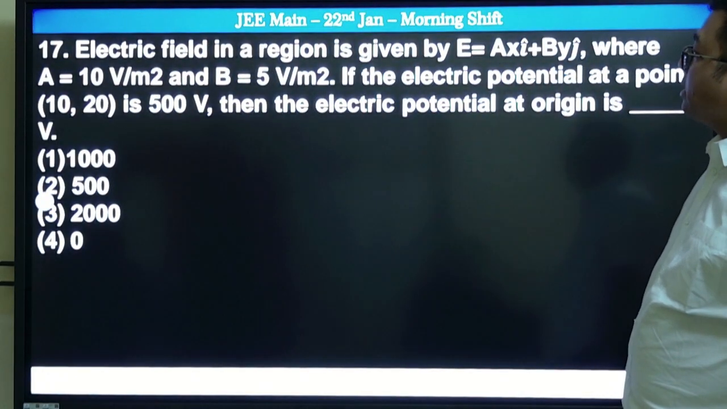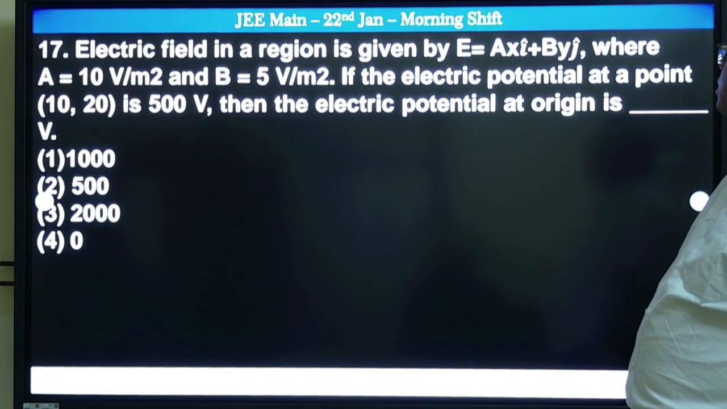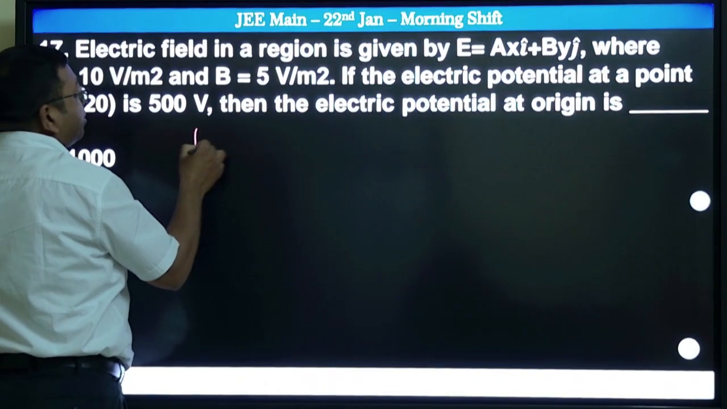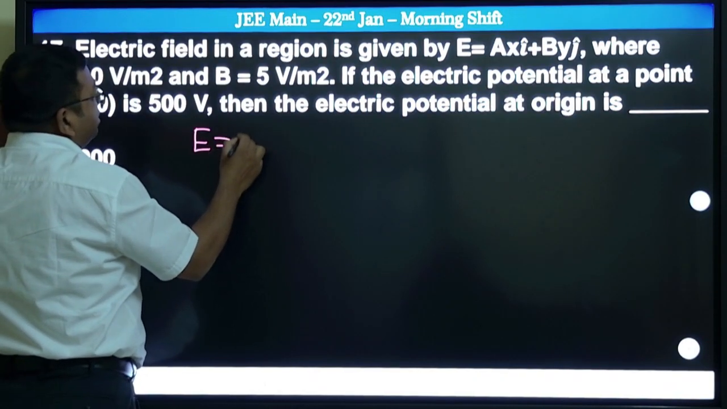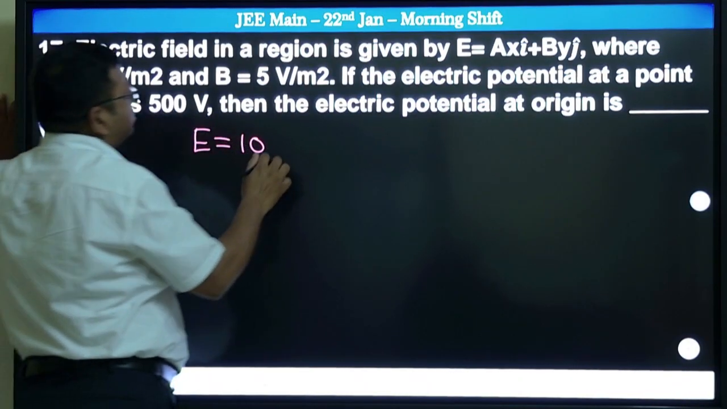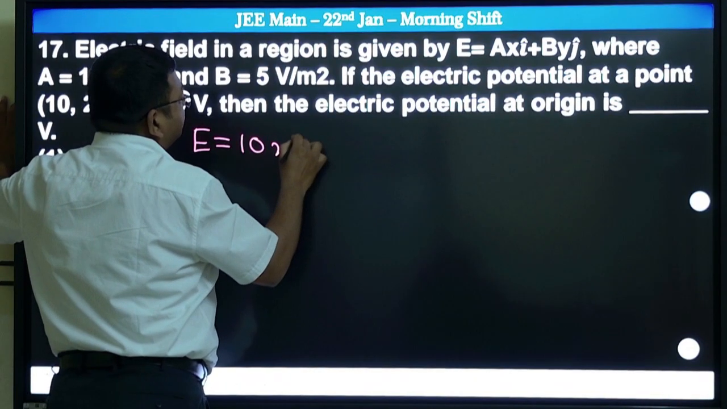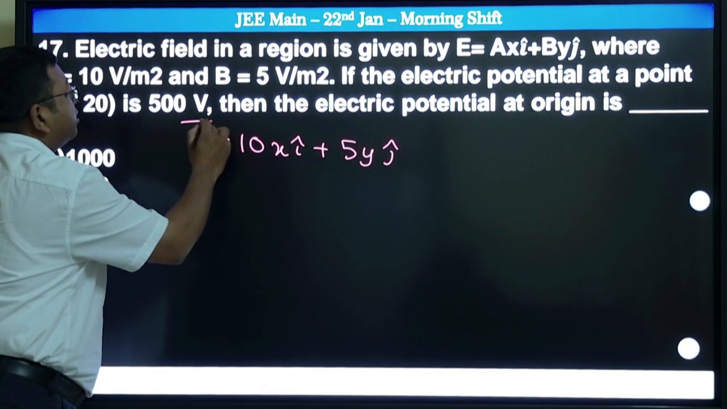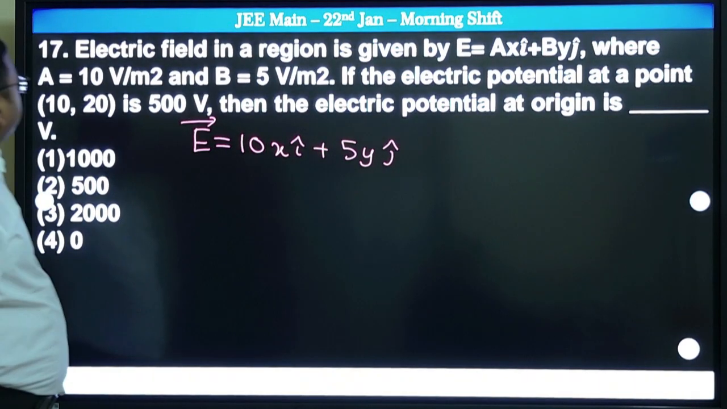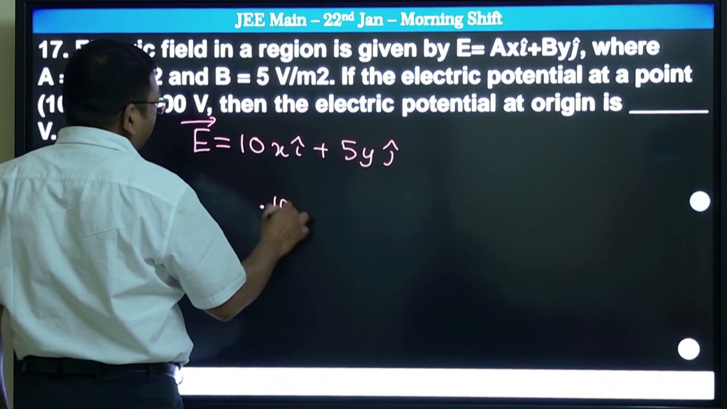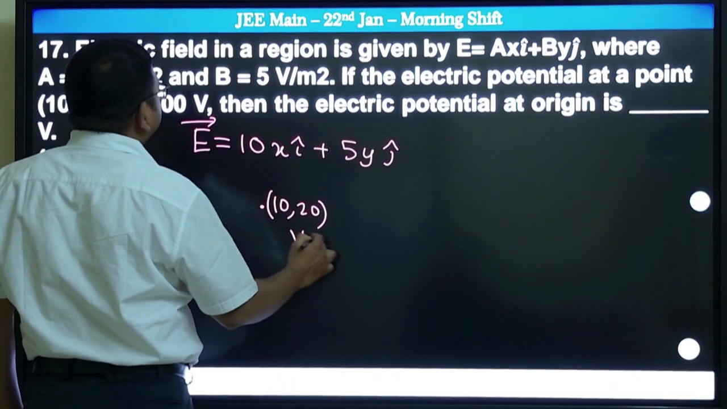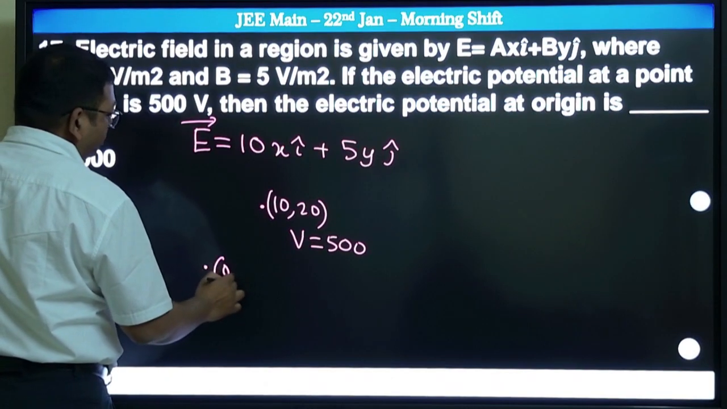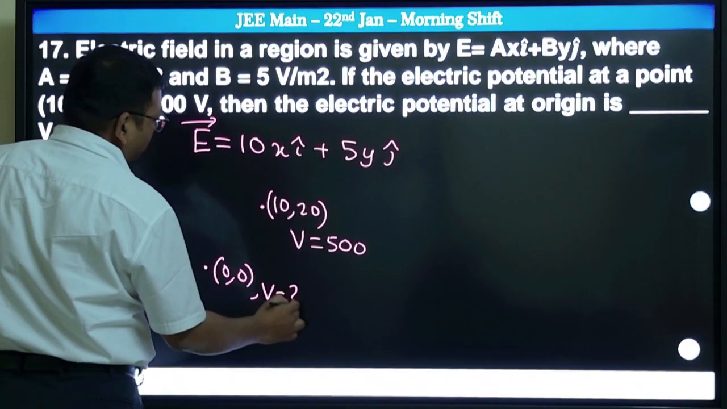Question number 17. Electric field in a region is given, A, B are given, then find the electric potential at a point. So what is given? Let's write first clearly. Put the values itself now. The electric field is given as, everything in SI units, 10x i cap plus 5y j cap. This is the electric field in vector form. The electric potential at a point (10, 20) is given as 500, and they are asking at the origin. Origin means (0, 0). What is the potential here? That is the question.